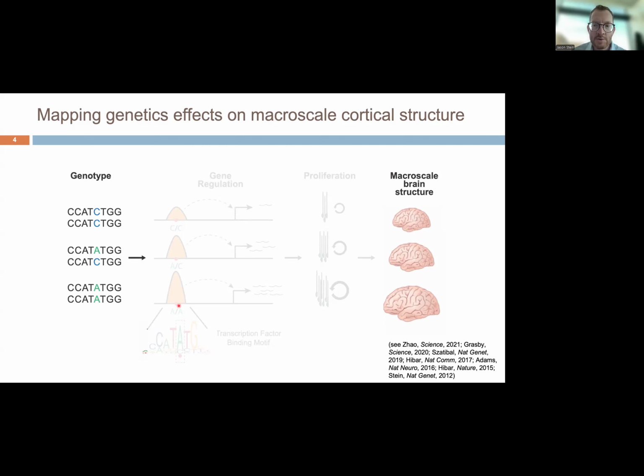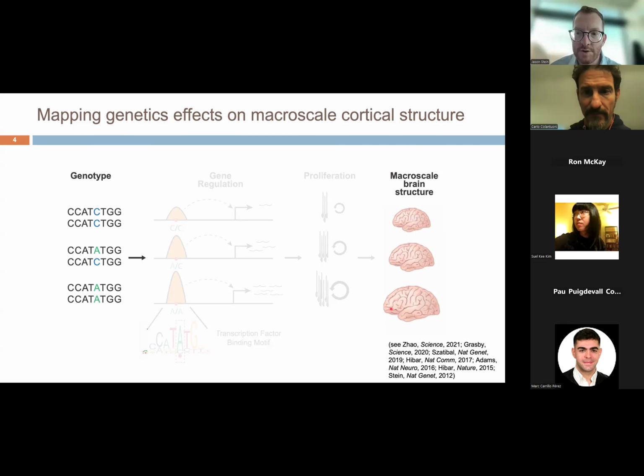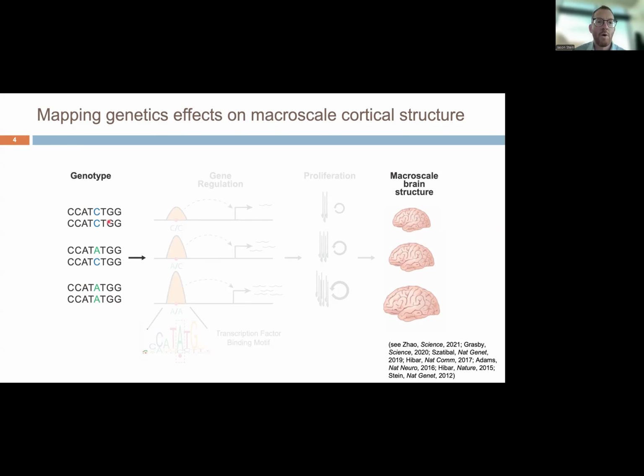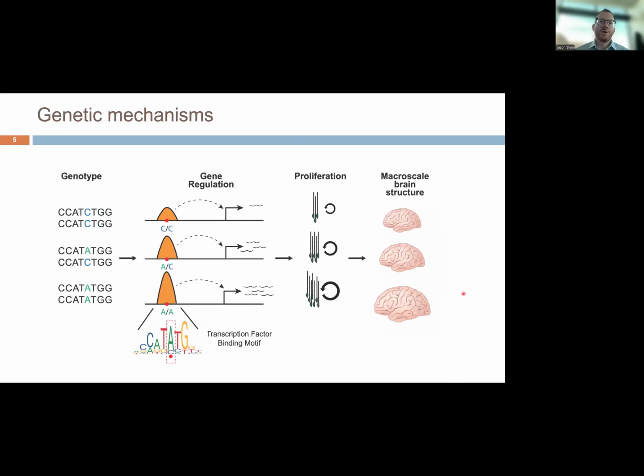So in these types of studies, we can identify specific genetic variants that are associated with inter-individual differences in human cortical structure or the structure of other brain regions. And in my toy little example here, you can see that the A allele is associated with a bigger brain, while the C allele is associated with a smaller brain. So genetic associations, though, once we identify them, are just the first stop in a pathway to understand the mechanisms associated with differences in brain structure.